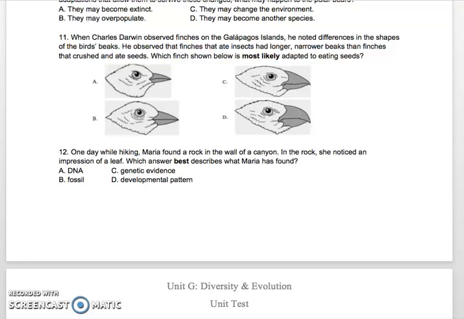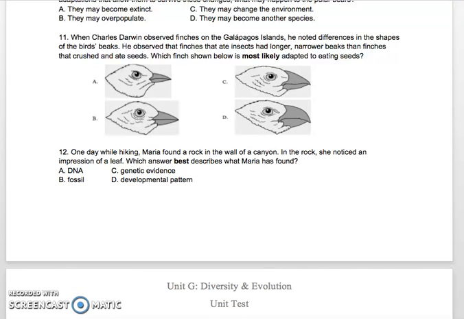Number 11. When Charles Darwin observed finches on the Galapagos Islands, he noted differences in the shapes of the birds' beaks. He observed that finches that ate insects had longer, narrow beaks than finches that crushed and ate seeds. Which finch shown below is most likely adapted to eating seeds?